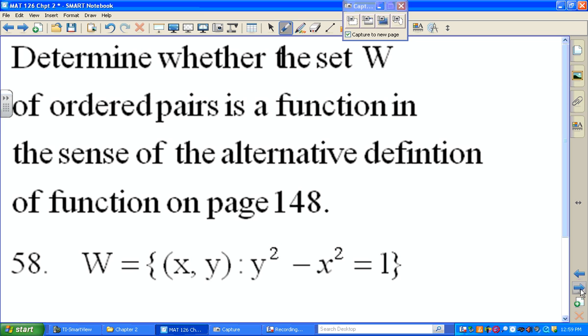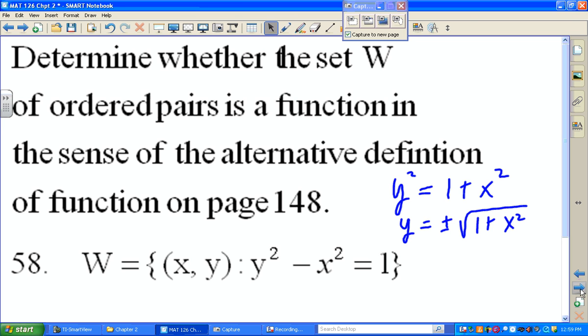Determine whether a set W of ordered pairs is a function. y squared minus x squared equals 1. That's not a function. No. That's a hyperbola, isn't it? Yeah. Well, see, I wouldn't use the alternative definition. I'd say y squared equals 1 plus x squared, y equals plus or minus the square root of 1 plus x squared. You can still answer the question.